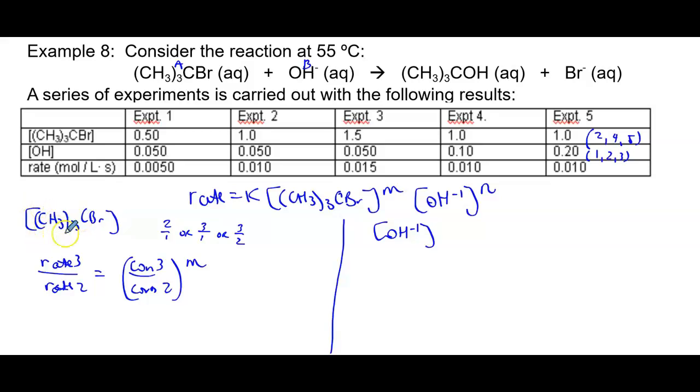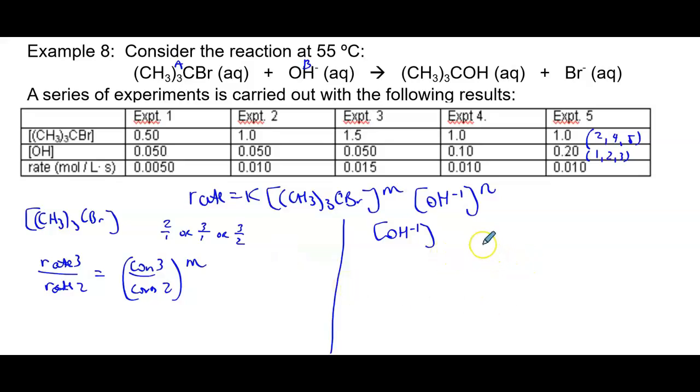So CH3, 3, CBr. So we use the information for A right here in its concentration. Whatever concentration you solve for, you're going to use the data for that concentration. So let me be clear. We pick which experiment sets based on when the other one's held constant.